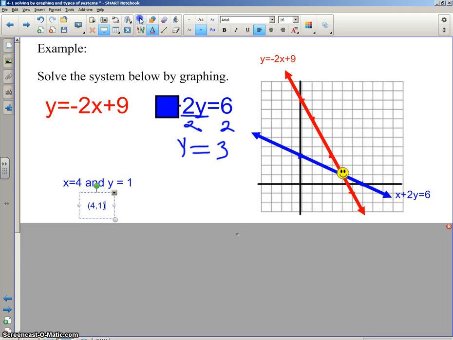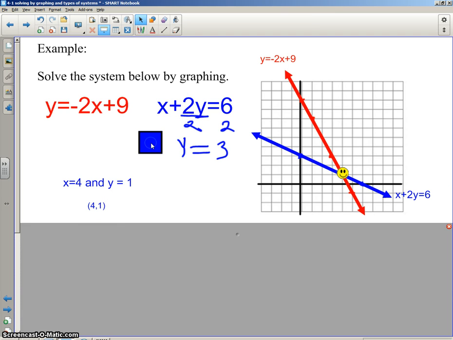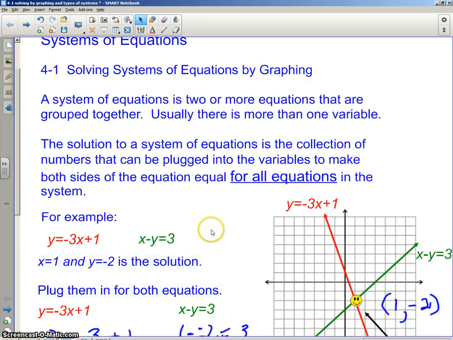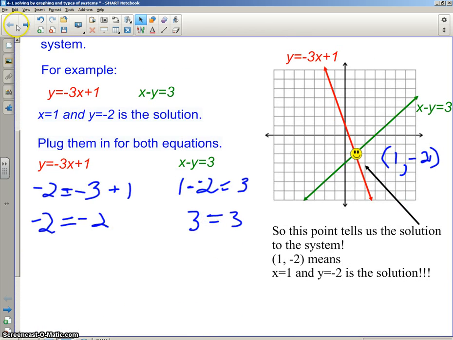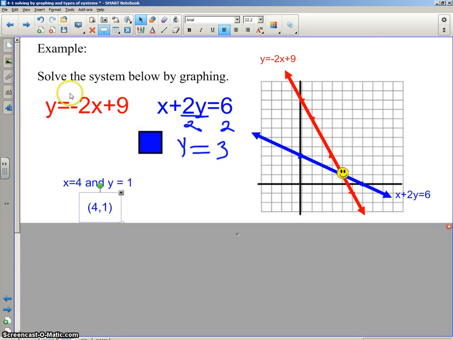Now, you should be taking your notes. What I will probably do is ask you tomorrow for the do now to actually check this answer. I want you to know how to check this answer. I'll just ask you to plug 4 in for x in both equations, plug 1 in for y in both equations, and see that you get 2 totally valid equations. Okay, so there you go. That hopefully should help you with starting off chapter 4.